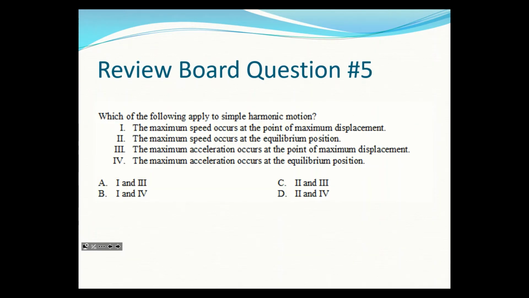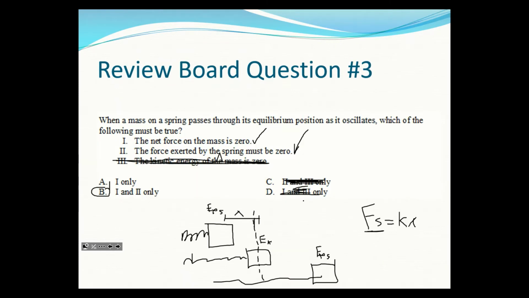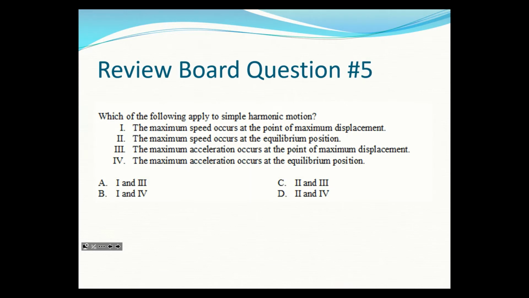Okay, and then this one here is our second last one. Which of the following apply to simple harmonic motion? The maximum speed occurs at the maximum displacement. The maximum speed occurs at the equilibrium position. So we already talked about that here, right? Here it's stopped, and here it stops. So your maximum speed is always going to be when that spring potential switches into kinetic, and your maximum speed is going to be at the equilibrium position. So this is correct. This is wrong.